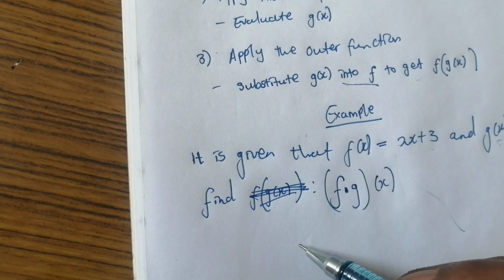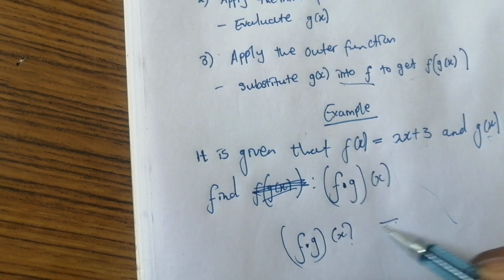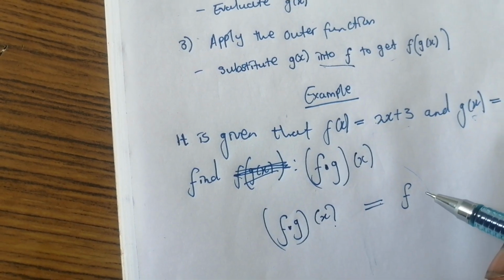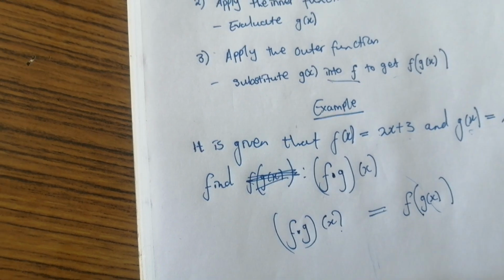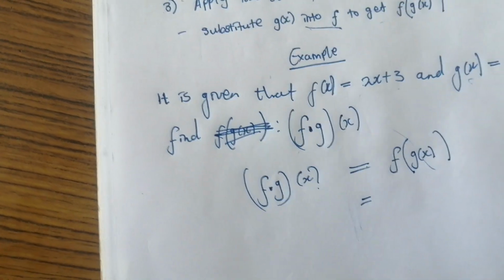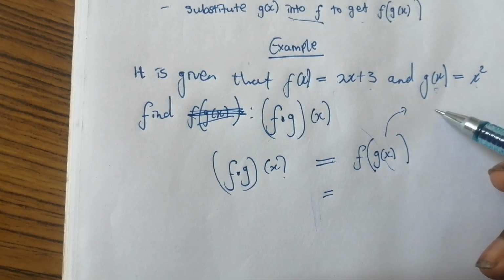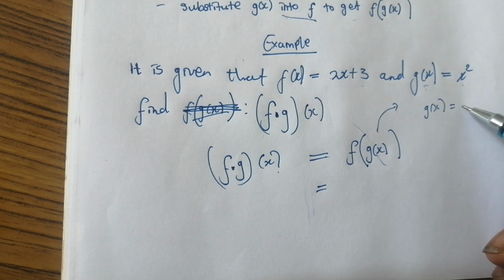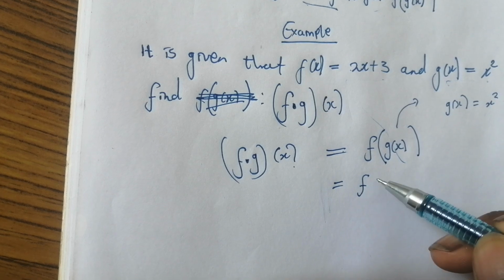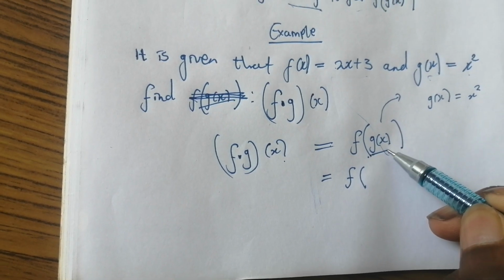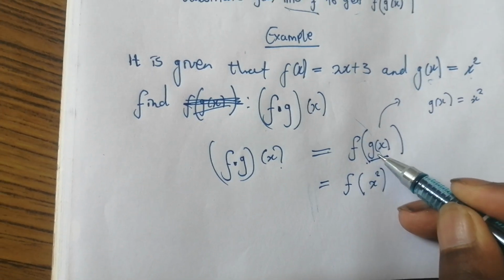So this just means f of g of x. So it means, first of all, we identify g of x. Our g of x is equal to what? X squared. So it means f, where there is g of x, you put your x squared. Let's put x squared in place of g of x.